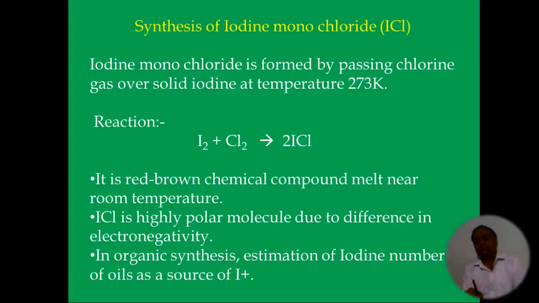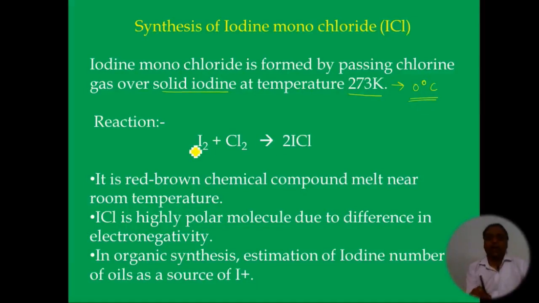In the next slide we will see the synthesis of iodine monochloride. So in this slide we can see how to prepare iodine monochloride. Iodine monochloride is formed by passing chlorine gas over solid iodine at a temperature of 273 Kelvin, that means at 0 degrees Celsius.